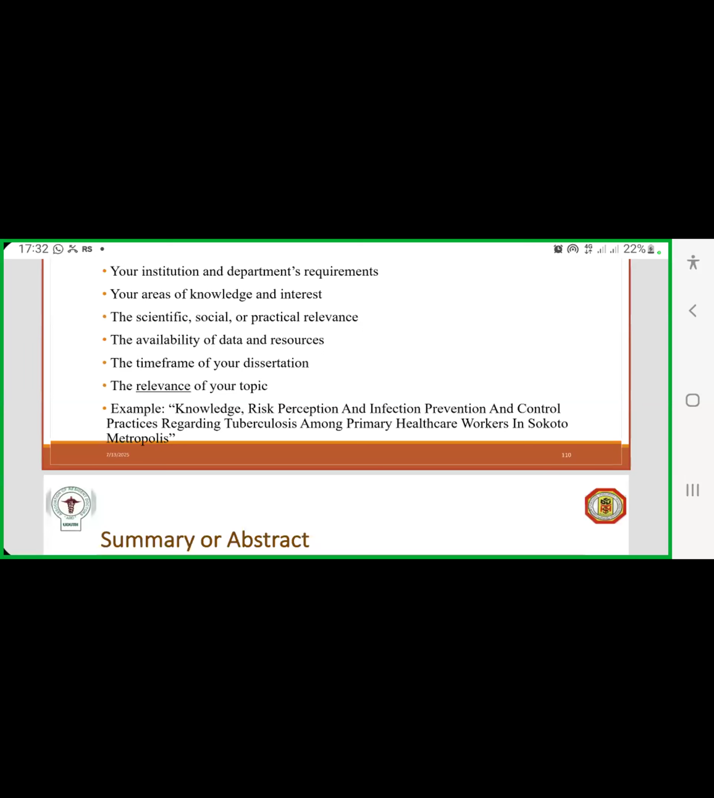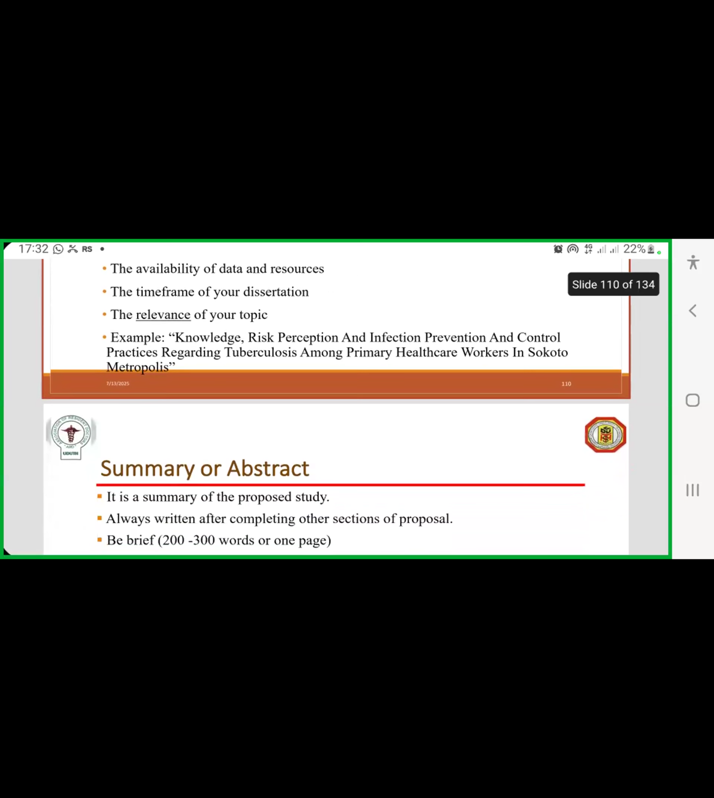Next is the time frame of your dissertation. You should also look at the time frame. Some researches take a long time, while others can be conducted within a very short period of time. So you have to consider that time frame to make sure that your research can be conducted within the time frame that you want to finish. Next.